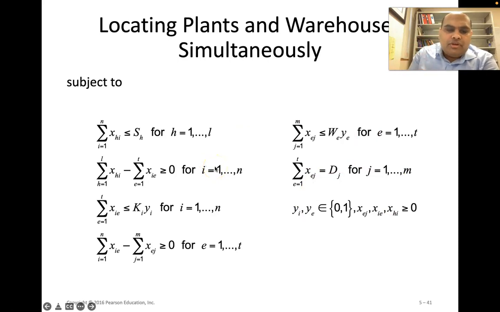And so in case you're looking to see, well, what exactly does this represent? Well, this is transshipment through the warehouse, because E is the warehouse. And this is for all potential E's. This is transshipment through the plant locations, because this has a subscript of I, right?